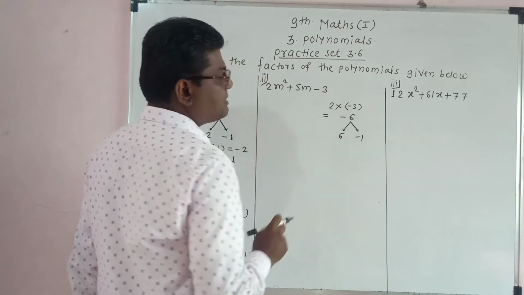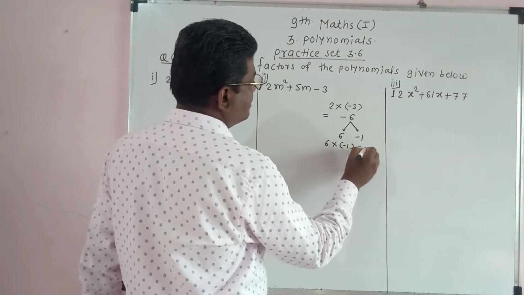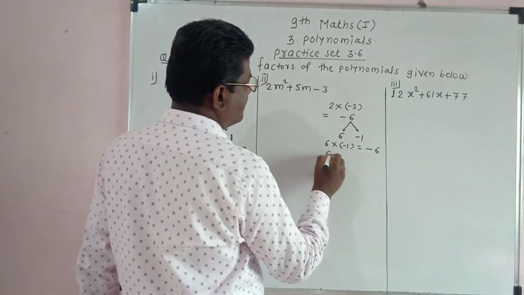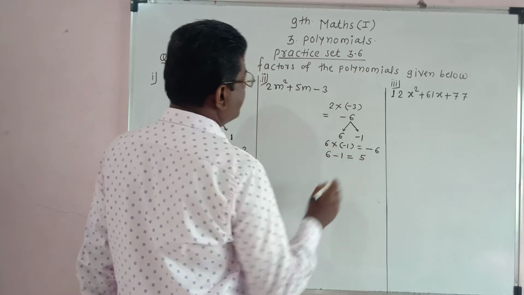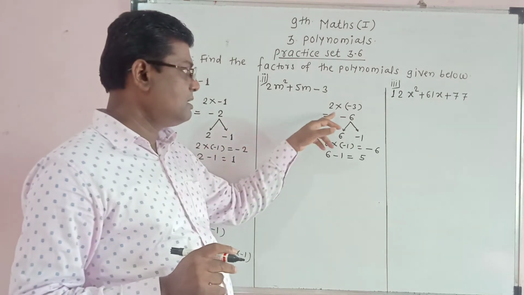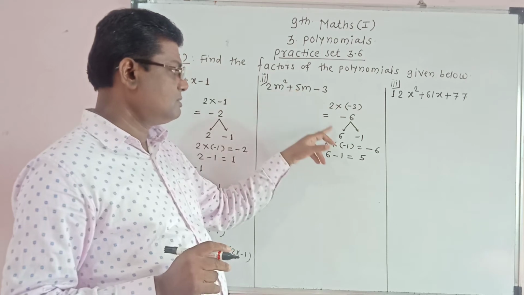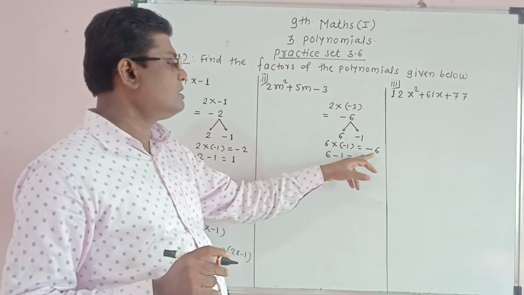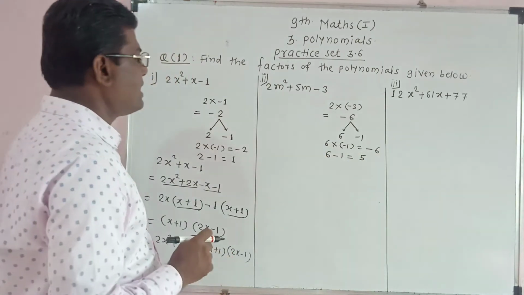Now let's see, 6 into minus 1 is equal to minus 6. Their multiplication is minus 6 and the sum 6 minus 1 is equal to 5. So we select such numbers, their multiplication is minus 6 and the sum is 5. So 6 and minus 1 are the numbers.